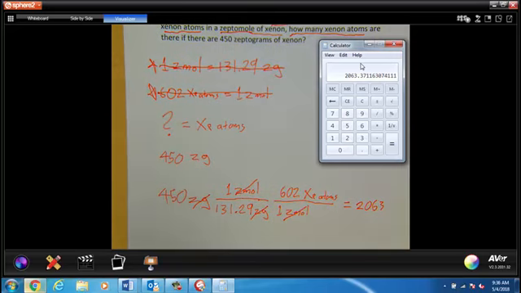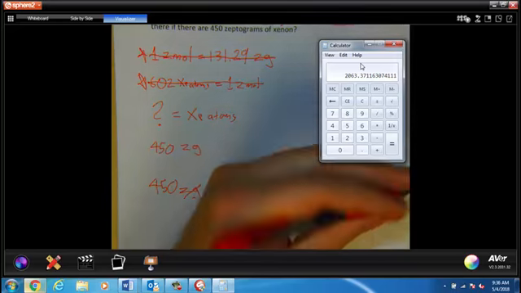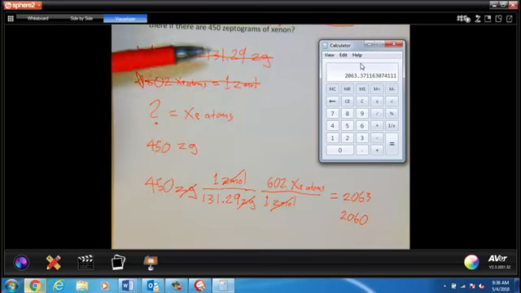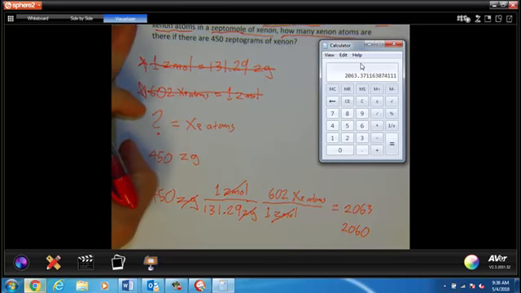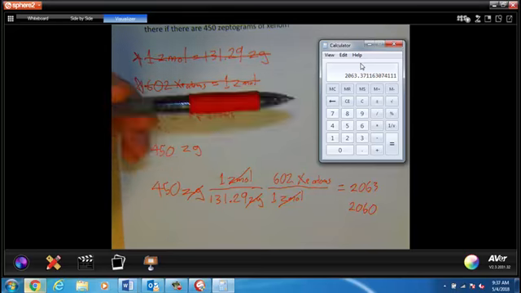Now, there's a few things we could ask about this number. We could think about significant figures. I'm not going to focus on that for now. If we did look at significant figures, we would probably call that 2060. But that's a subject for another lecture. But one thing you do want to think about is all these decimal points.